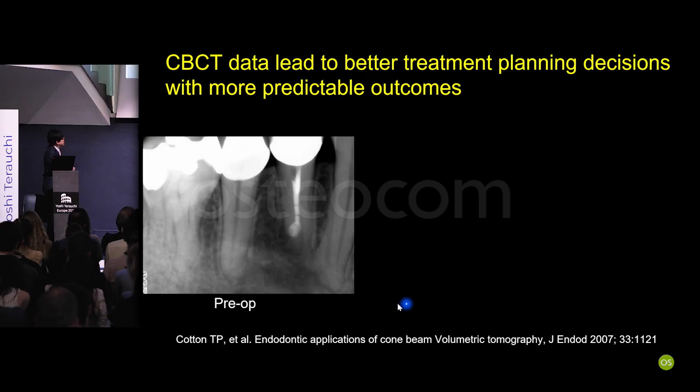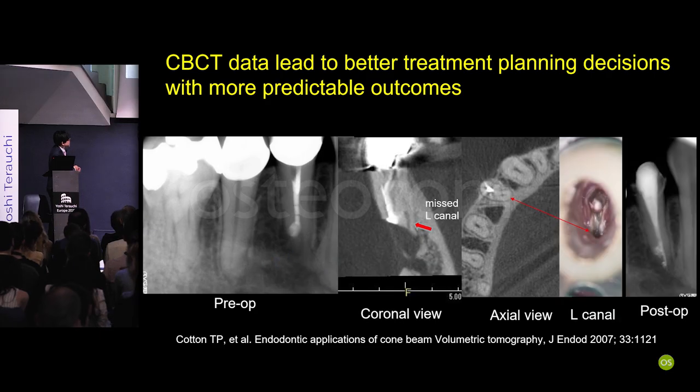For example, here you see maybe the root end was dissected, but I don't see any periapical radiolucency. But when you take CBCT, you see the root end surgery done, and you see a missed lingual root canal. You see the missed lingual root canal? So that's why I was able to locate the lingual root canal, and I was able to fill both the buccal canal and the lingual canal.